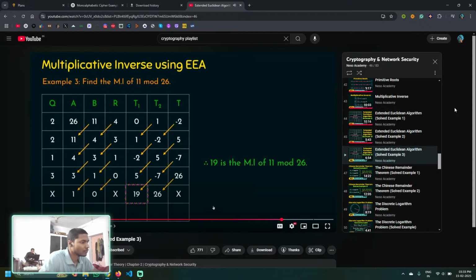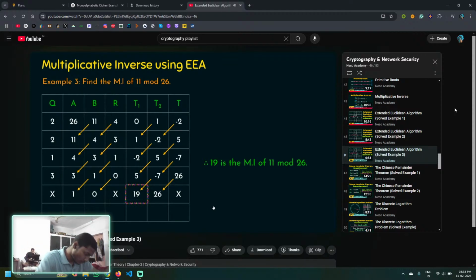of 11 mod 26. Please be advised that the multiplicative inverse exists only when these two numbers are relatively prime. In other words, the GCD of these two numbers is 1. In this example, we have taken 11 mod 26. It means GCD of 11, 26 or GCD of 26, 11 is equal to 1.